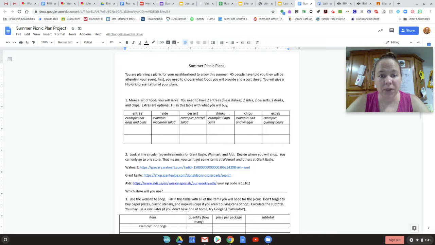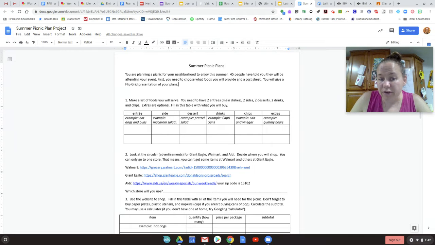So step 1, make a list of foods you will serve. You need to have 2 entrees, which is another word for main dishes, 2 sides, 2 desserts, 2 drinks, and chips. Extras are optional. Fill in this table below with what you'll buy. So you can see I already did my example for you. I'm going to buy hot dogs and buns as my entree. So other entrees might be cheeseburgers, pizza, corn dogs, chicken nuggets, or whatever else you might have for an entree.